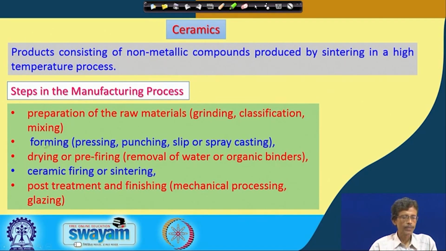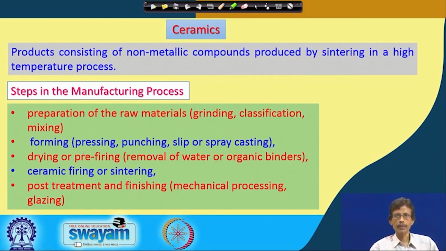The second step is the forming step. The name itself says it: how you form these things. So there is the processing or pressing of this particular mixed material, then punching, slip or spray casting. So it is the casting process, where you have some mold and the molding material, and you get something as a casting material. Then in the third step you go for drying or pre-firing.